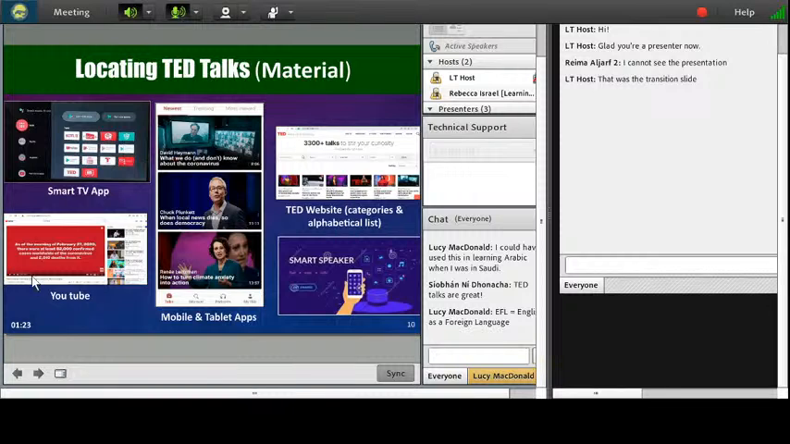These are examples of where teachers and students can locate TED Talks. They can be located from smart TV apps, also on YouTube, and also there are mobile and tablet TED apps. They can be located there, and TED has a website with lots of themes, and the themes are organized in categories and also in alphabetical order.